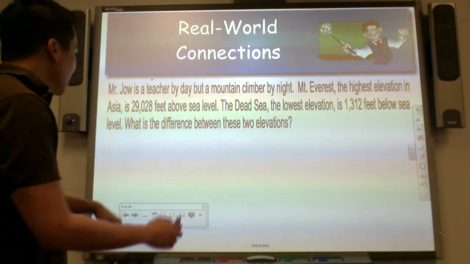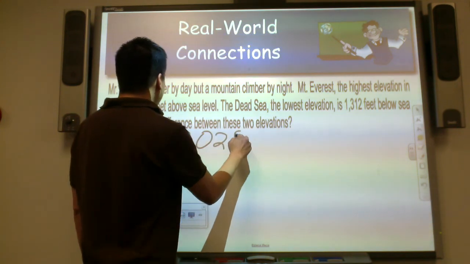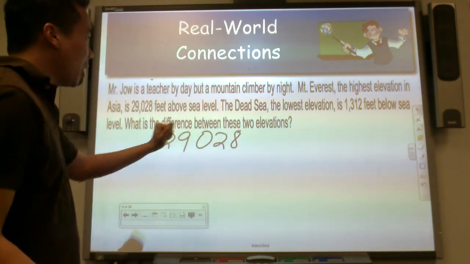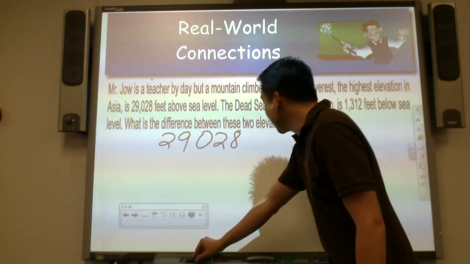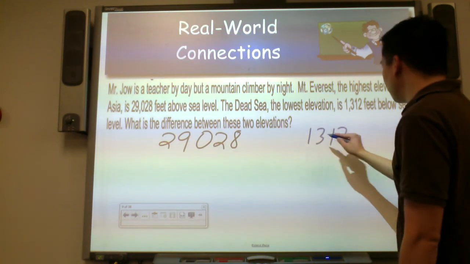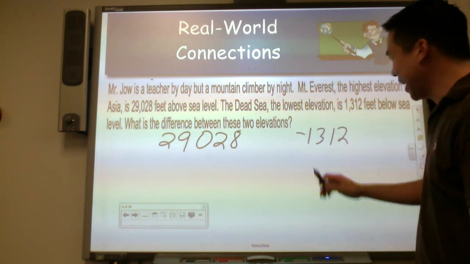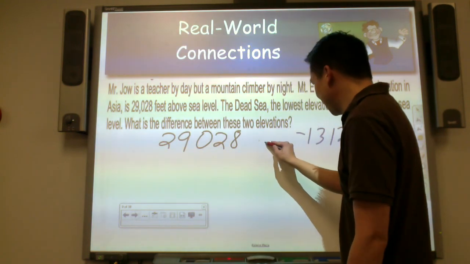So let's start with it. Asia and Mount Everest is 29,028 feet above sea level. Positive. The Dead Sea is 1,312 feet below sea level. Negative. It says find the difference of these. Difference.